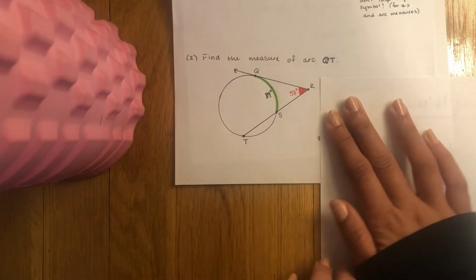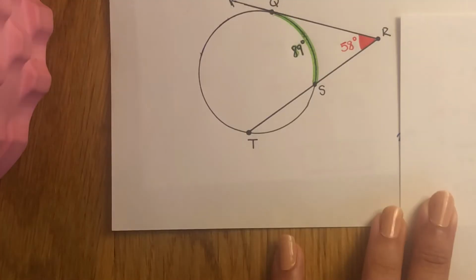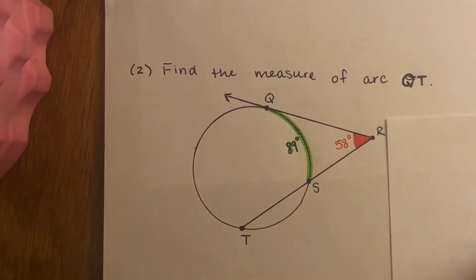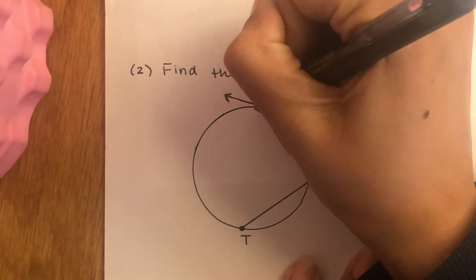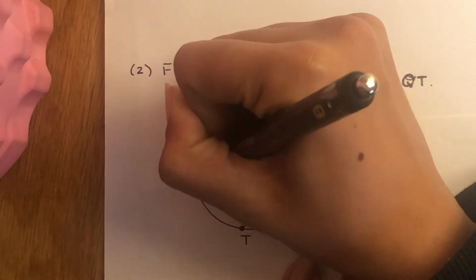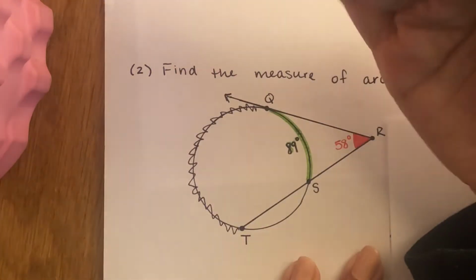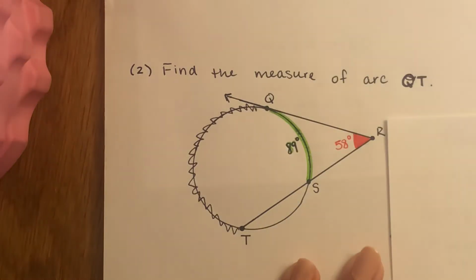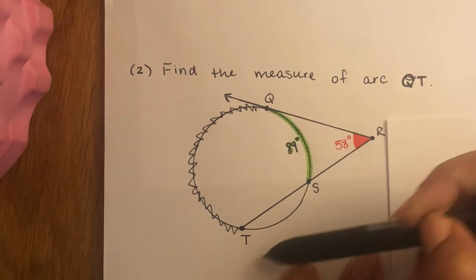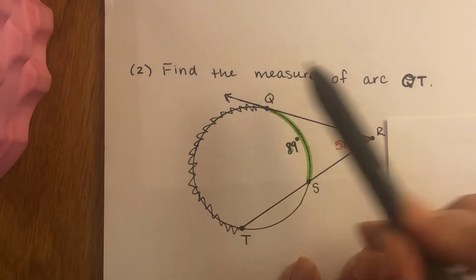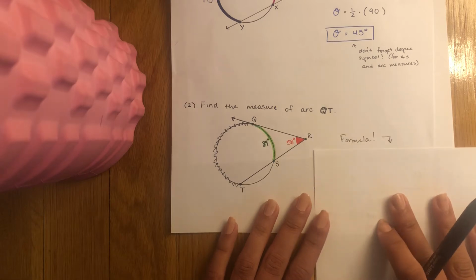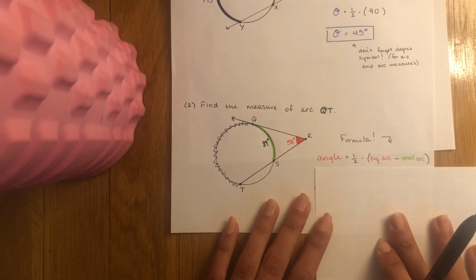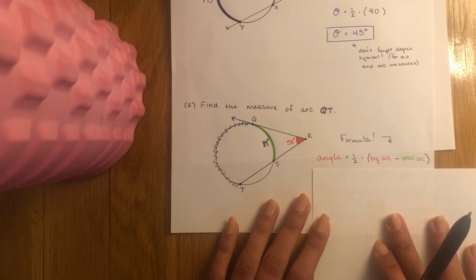So they want us to find the measure of arc QT. Let's see. So arc QT, let me get a pen real quick. Arc QT is this one right here. It might end up being more than 180 degrees, which goes against our traditional naming, but QST would have been this way, so we're just gonna assume this one was QT. All right, so we need to first pull out our formula, which was the same one we used in the last problem, which is angle is equal to 1/2 times big arc minus small arc.